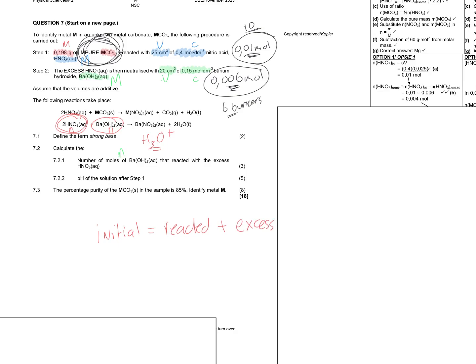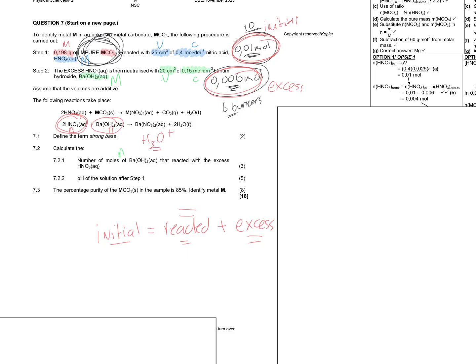The initial, which is this number, is equal to the amount that you had left over. This is the excess. This is the initial. And the difference between them is the reacted. Basically, with these kinds of questions, with 2 different reactions, with 2 different sets of numbers, they're always going to ask you either how much did you have at the beginning, how much reacted, or how much did you have left over.